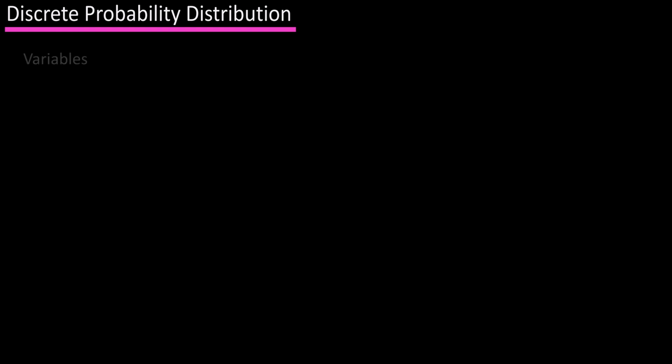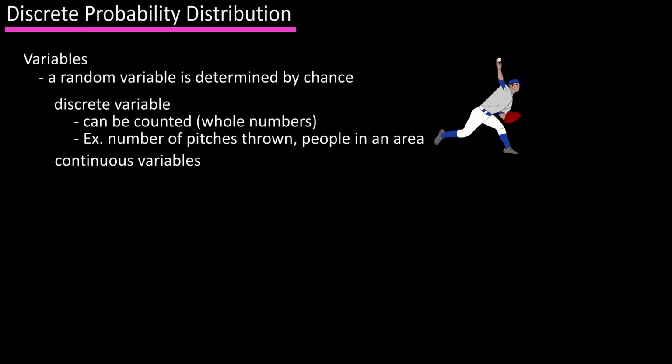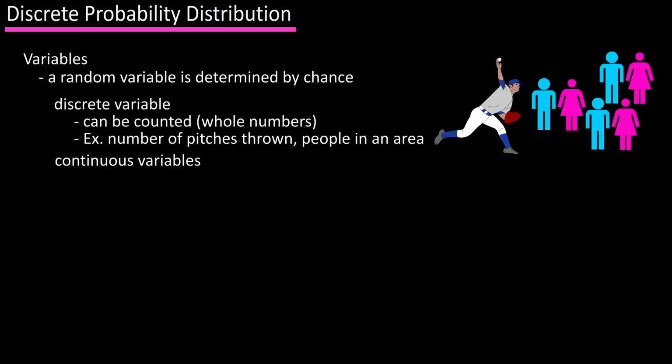We first need to start with variables. A random variable is a variable that is determined by chance, and there are discrete and continuous variables. Discrete variables can be counted using whole numbers, 0, 1, 2, 3, and so on. For instance, the number of pitches thrown by a pitcher in a baseball game, or the number of people in a restaurant. These are both counted using whole numbers.